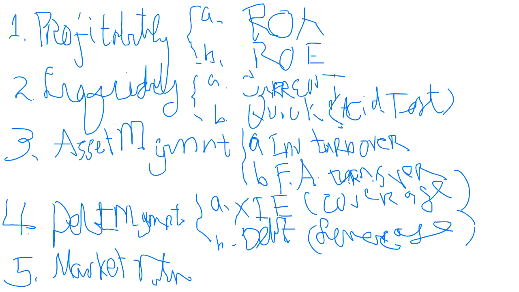Market valuation categories. The first one is price earnings ratio. The second one is market price to book value ratio. Market to book ratio, right? All right, so I have listed two major ratios in each category. So we'll be mainly looking at these 10 ratios, right?